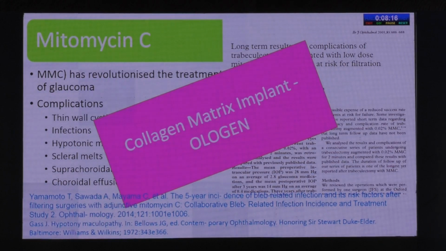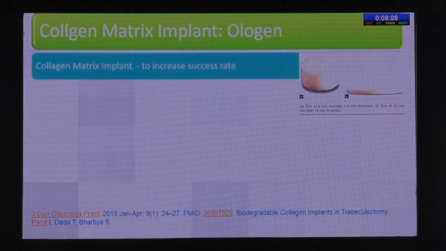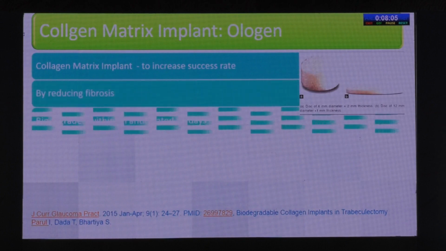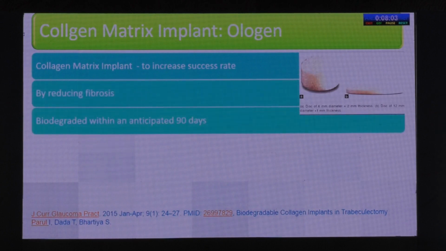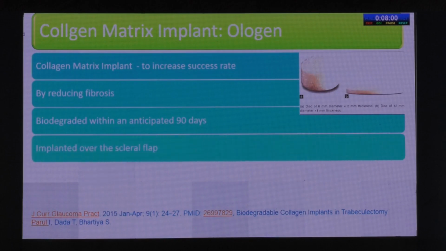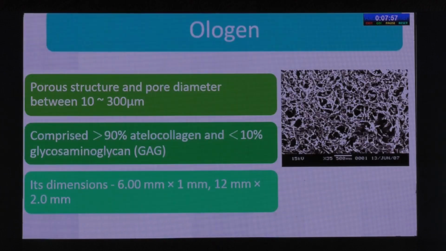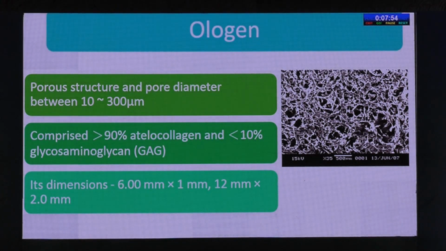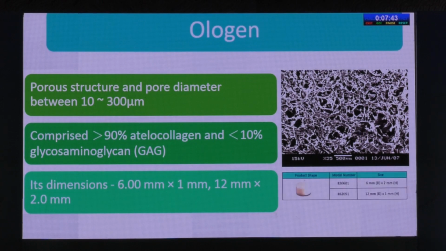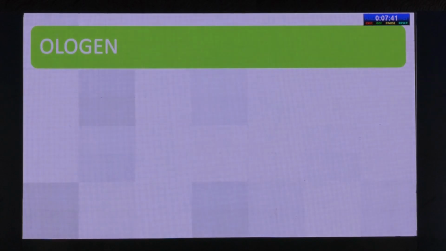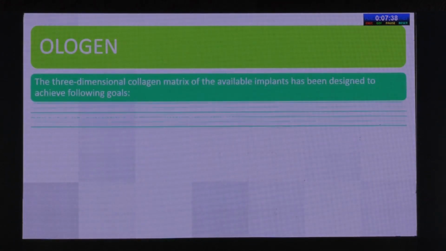Now, because of these problems, the device which has recently come up is the collagen matrix implant, which is Ologen, which is basically to increase the success rate by reducing the fibrosis. It is anticipated that it biodegrades within 90 days and is implanted over the scleral flap. This Ologen is a porous structure where pore diameters are between 10 to 300 microns, which comprises of ethylocollagen and glycosaminoglycans. It is available in two dimensions in our country, 6 into 2 and 12 into 1 millimeter.